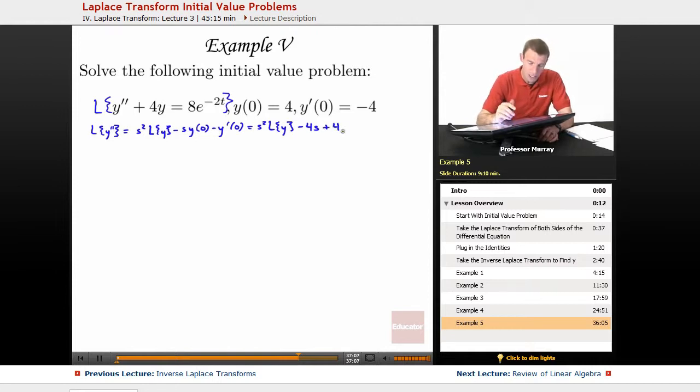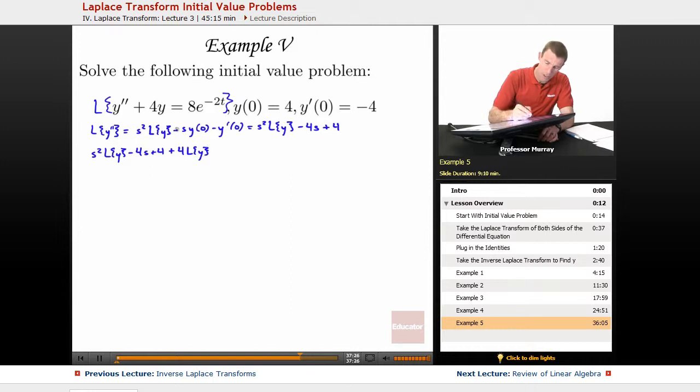Looks like we're not going to need the Laplace transform of y prime. So I'm going to go ahead and plug this right into the differential equation. So we get s squared L of y minus 4s plus 4 plus 4 L of y. That term right there is coming from here because we took the Laplace transform of both sides. And then on the right, we have to take the Laplace transform of 8e to the negative 2t.